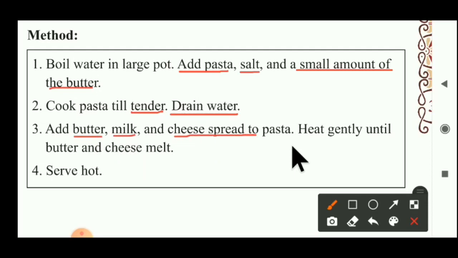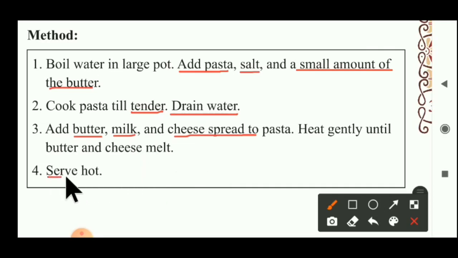All the things we have to add to the pasta. Heat gently until butter and cheese melt. Now we have to heat all the mixture until the butter and cheese melt, giving heat to the pasta. Now the fourth step: serve hot. After completing the pasta recipe, we have to serve it hot to anyone.